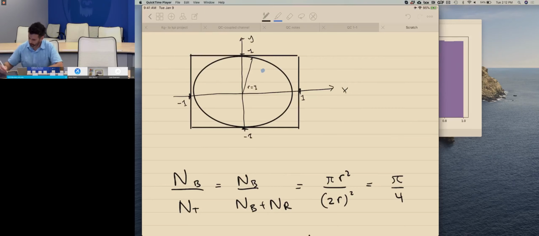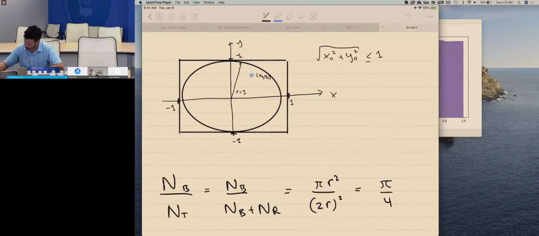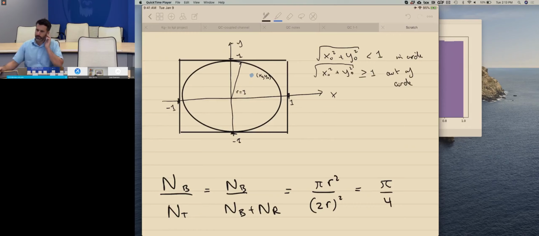And so if x, so let's say this is x naught plus y naught. So if x naught squared plus y naught squared is less than 1, less than or equal, well, let's make it just less than 1, it is within the circle, in circle. Otherwise, if x naught squared plus y naught squared is greater than or equal to 1, we're going to call this out of circle. And the equal condition doesn't really matter for this exercise.